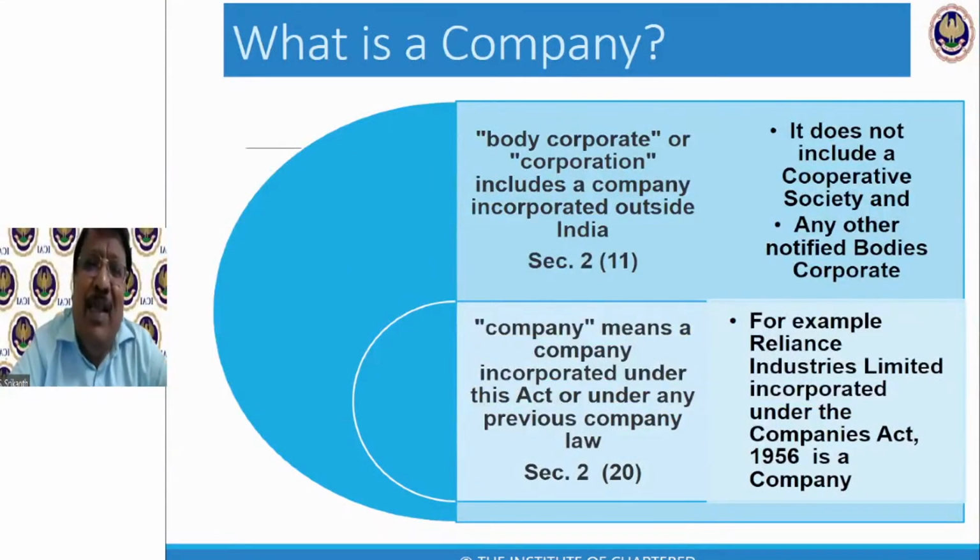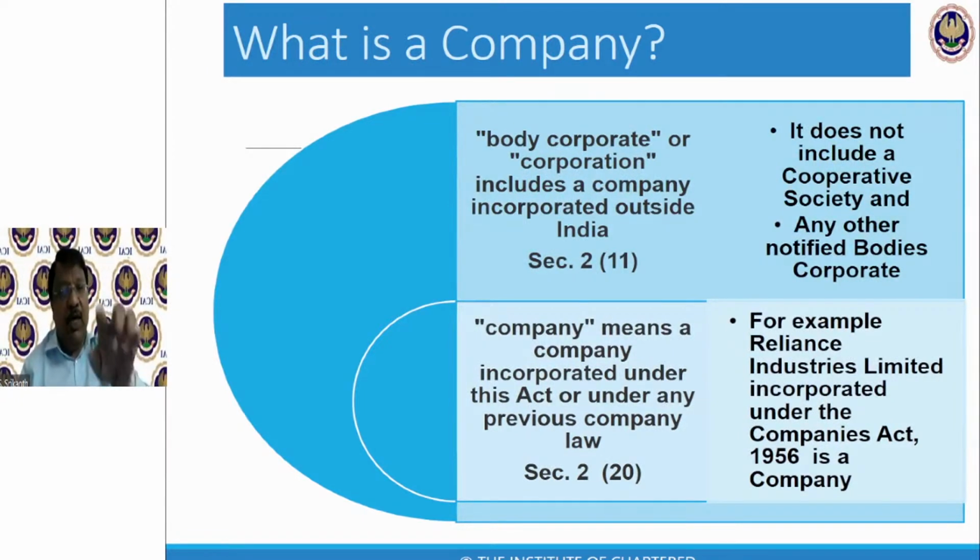Now, what is a company? The word company is beginning with C. Therefore, it comes in 2(20). So suppose I wait till I come to Section 2 subsection 20 in the institute material, I cannot teach you. So I have to define company first.